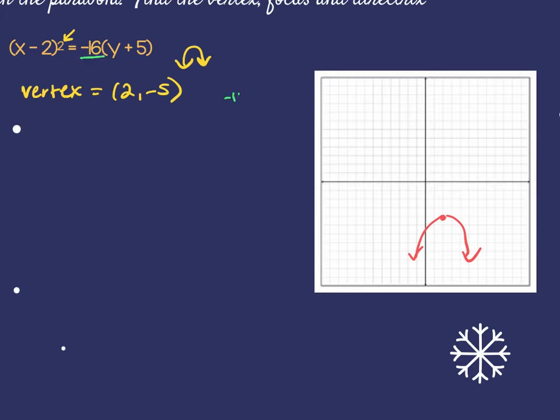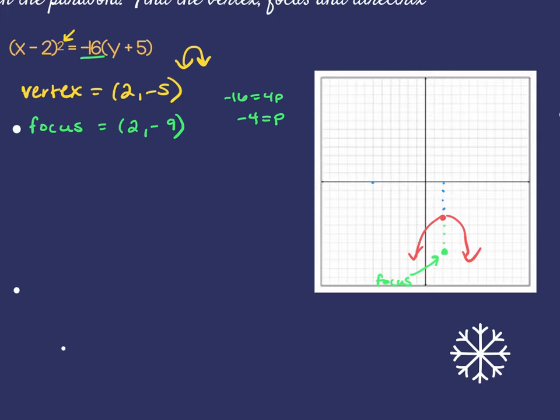Negative 16. So if negative 16 equals 4p, what does p equal? Negative 4, which tells me the negative is consistent. Well, that's what makes it go down, right? I'm going to count down 1, 2, 3, 4, plot a point. That's my focus. So that is at 2, negative 9. I went from negative 5 down 4 places. And then up 4, 1, 2, 3, 4.